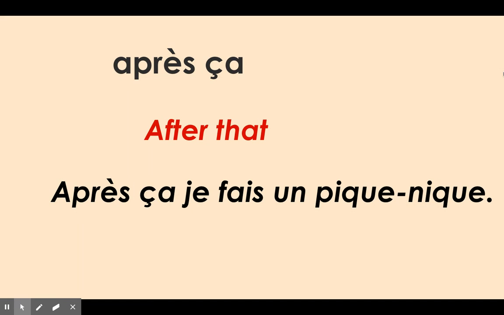Après ça means after that. Après ça. Notice the squiggle under the C, right? It's called a cedille. And it means that the C is pronounced like an S. Anytime you see that cedille under there, you know it's pronounced like an S. Après ça. Répétez. Après ça.